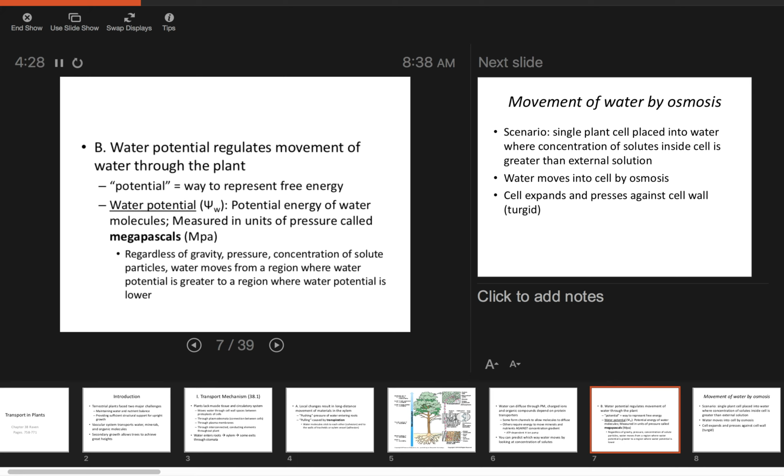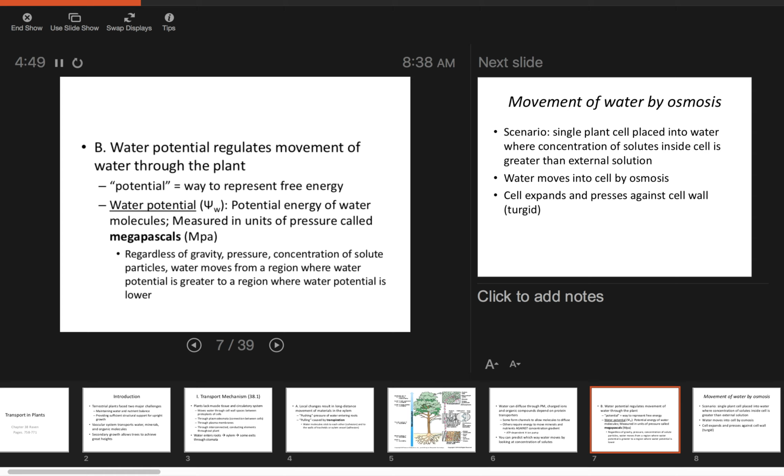So the best way to represent how water moves is looking at its water potential, abbreviated by this pitchfork symbol, with a subscript W for water potential. Basically, it's just the potential energy of water molecules. Is it going to flow up? Is it going to flow down? We tend to look at it in megapascals, or MPa.